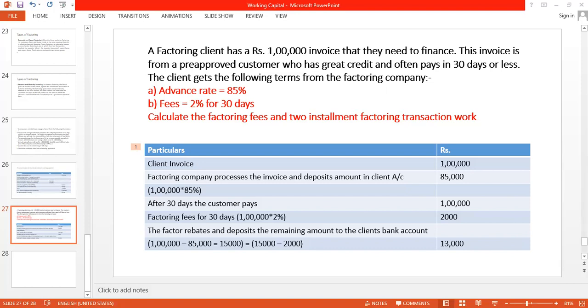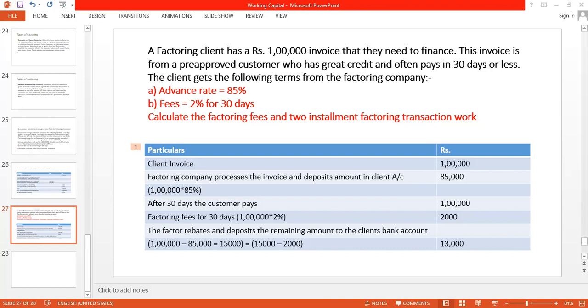Invoice is of 1 lakh. Advance amount given 85,000. बचा कितना? 15,000. 15,000 we will pay after we get back the money from the customer. The customer will pay you in 30 days. So after receiving money from the customer, you will give the balance 15,000 to the client.